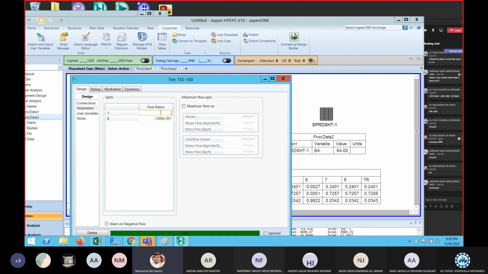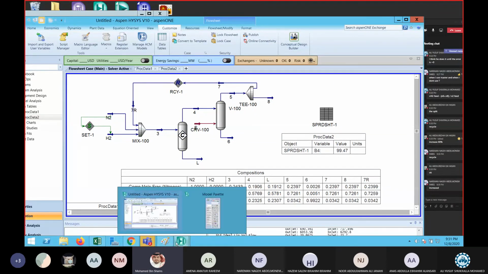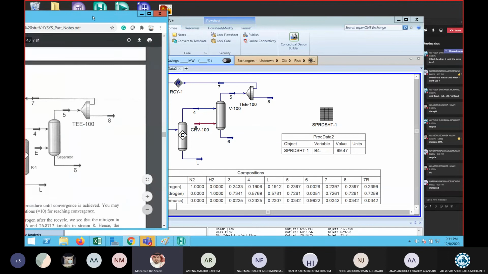What if I recycle everything? I get 99.47. Look here, I have nothing going in this stream. Well, this is a kind of hypothetical problem I tried to explain for you the idea of the recycle.